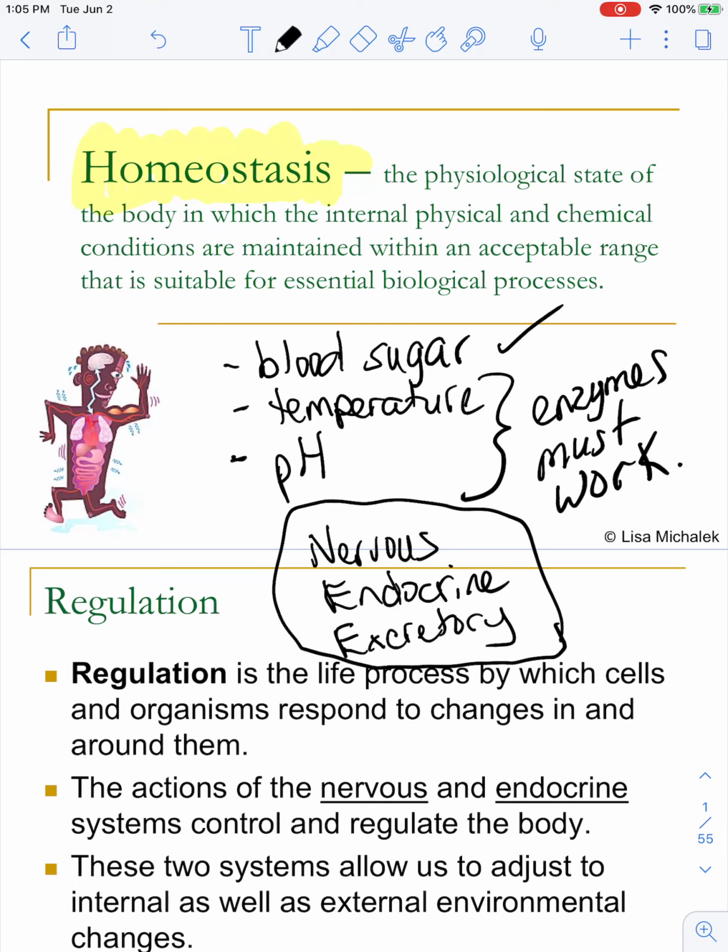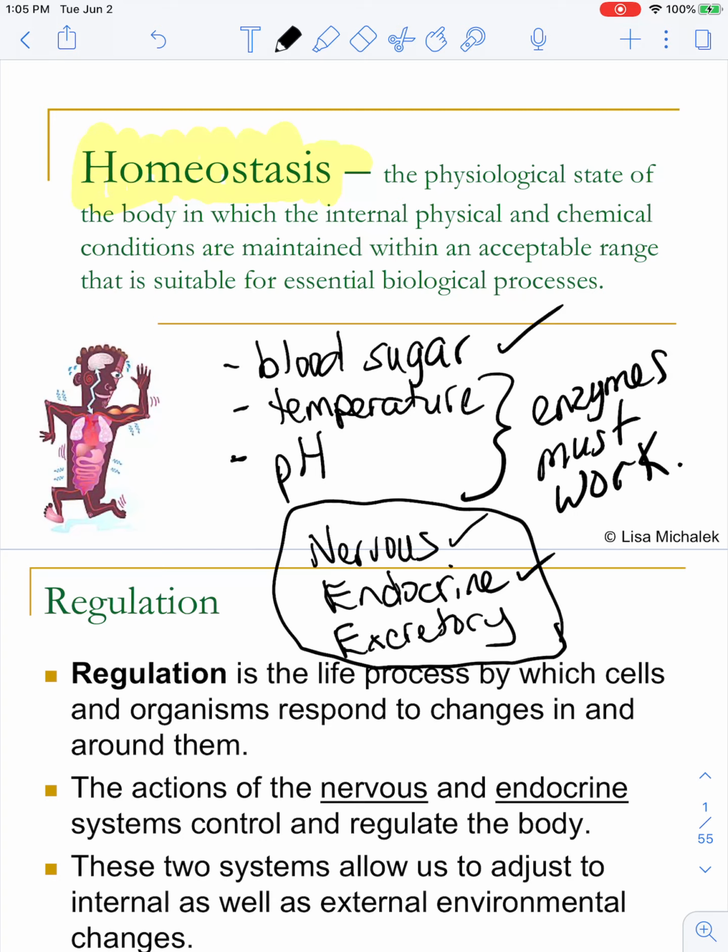Our cells have to communicate with each other. We're a big organism made up of hundreds of trillions of cells that are working together, so communicating is the key here. We can communicate electrically through our nervous system. We can communicate chemically through our endocrine system. And of course, the excretory system helps to regulate things like pH and blood sugar levels because it allows us to get rid of substances.